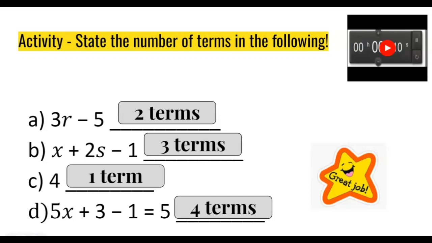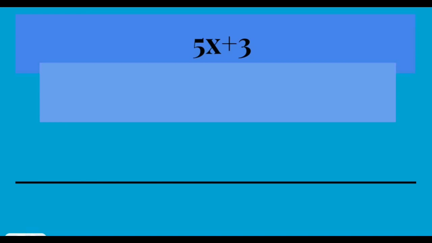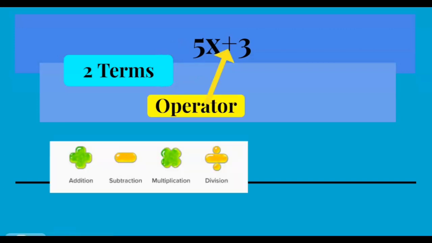All right, so we are going to continue with 5x plus 3. Here we know we have 2 terms. We have 5x and we have 3. But if we look carefully, we realize that our terms are separated by a plus sign. This plus sign is what we call an operator or operation. Our operators would be the same as our arithmetic operations or our basic operations: addition, subtraction, multiplication, or division.